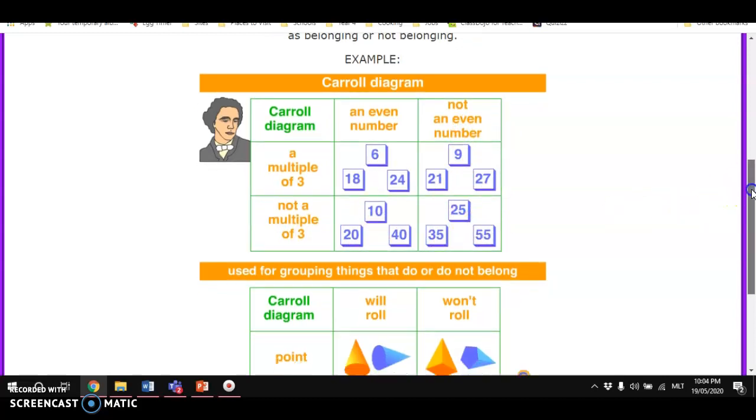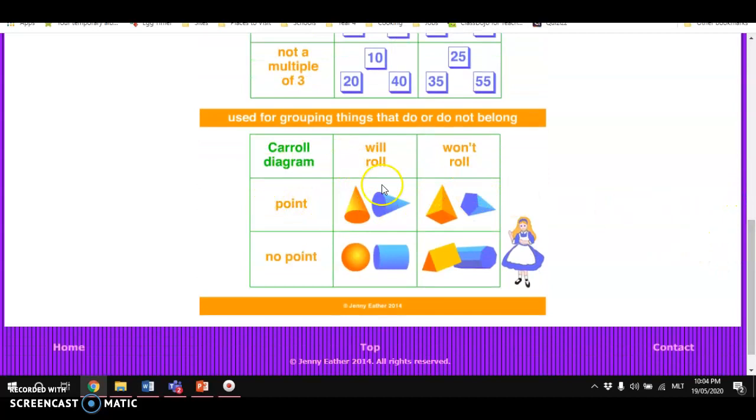Okay? And this is a different kind of Carroll diagram with 3D shapes. Alright? You can do any kind of category, any kind of criteria. In this case, they decided to use has a point and has no point. Will roll and won't roll. These both have points and both will roll. These will also have points, have different points, alright? But they won't roll because their sides are flat. Whereas these have curved sides. Can you see they're curved?